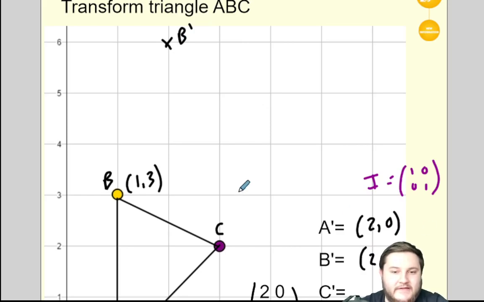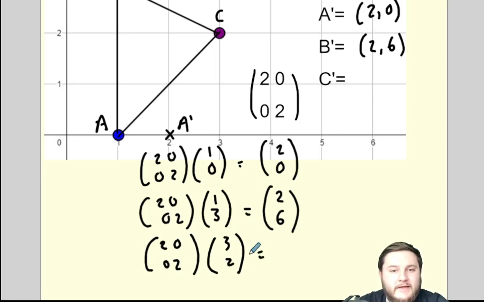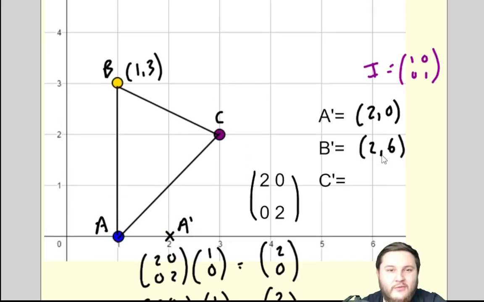And then C is the coordinate 3, 2. So I just need to do the same thing, but for the coordinate 3, 2 instead. So I do 2, 0, 0, 2 for the coordinate 3, 2. And this gives me 2 times 3, which is 6, plus 0 times 2, which is 0. So this is 6. 0 times 3, which is 0, 2 times 2 is 4. So this is going to go to the coordinate 6, 4, which is here. So this is C dash, the coordinate 6, 4.